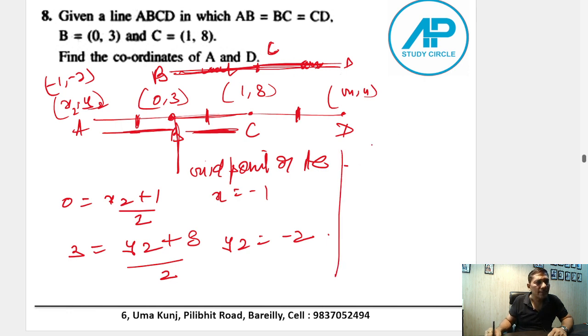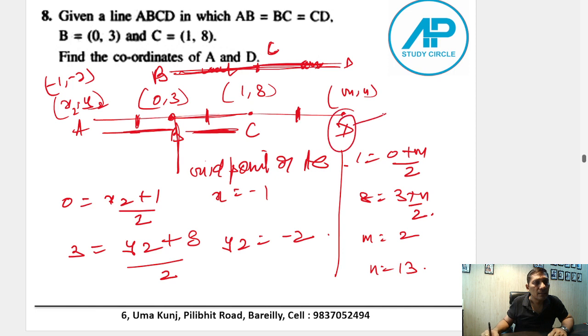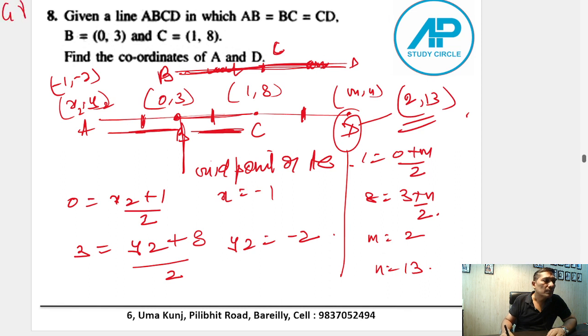I can do it directly now again. So 1 equals to 0 plus m by 2 and 8 equals to 3 plus n by 2. So m equals to 2 and n equals to 13. Coordinates of point D are 2, 13. That is how you calculate the value of coordinates here. Again, the same thing, diagram must be drawn. I'm writing in bold, diagram must be drawn. Very, very important.